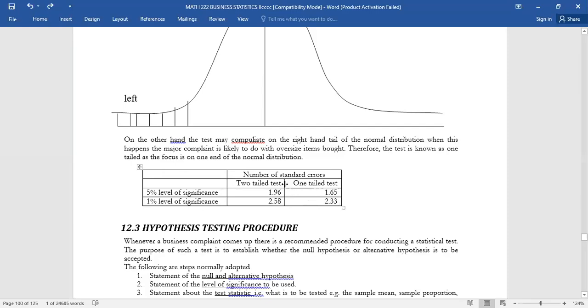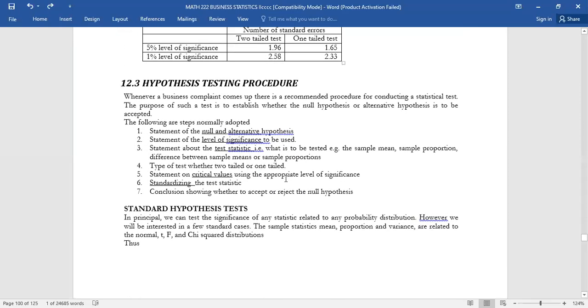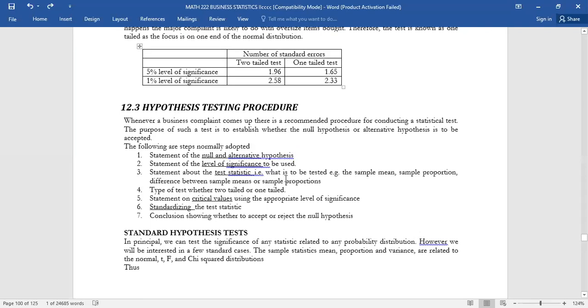So let us start now doing the hypothesis testing. Whenever a business complaint comes up, there is a recommended procedure of conducting the statistical test. The purpose of this test is to establish whether the complaint is valid or otherwise. That's why we want to know whether to accept or reject the null hypothesis or the alternative hypothesis, so that we do the correction. So these are some steps that are followed. The first thing is to do the statement.